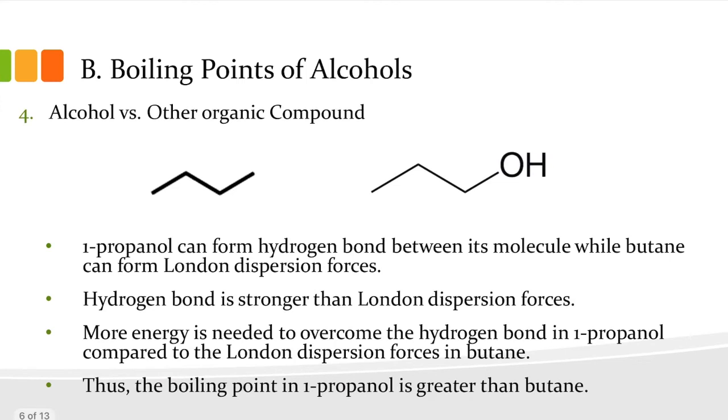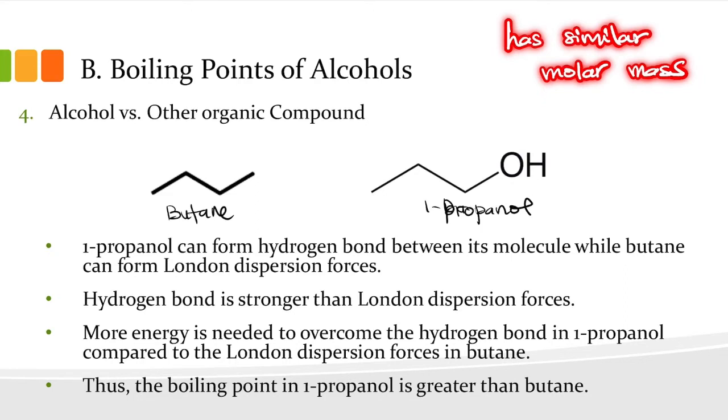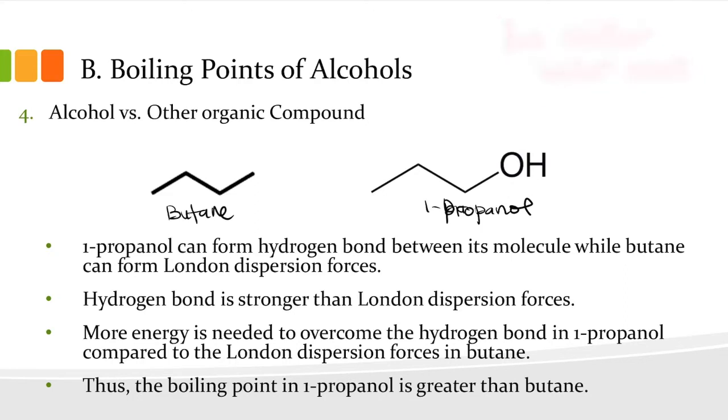The fourth category is when the alcohol is compared with another organic compound. In this video, we will be using alkane versus alcohol. More specifically, butane versus 1-propanol. For your information, butane and 1-propanol have similar molar mass, in which butane has a molar mass of 60 grams per mol and 1-propanol has a molar mass of 58 grams per mol.